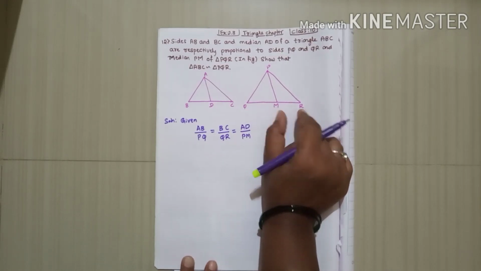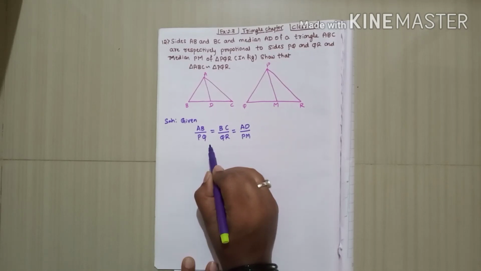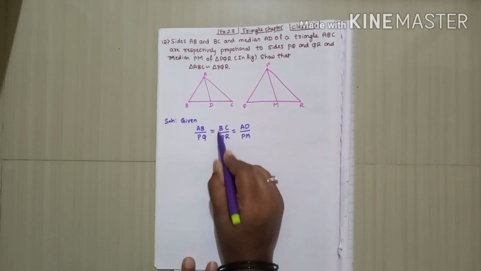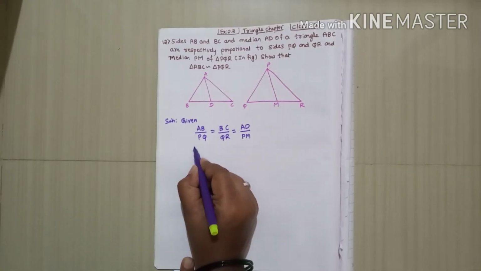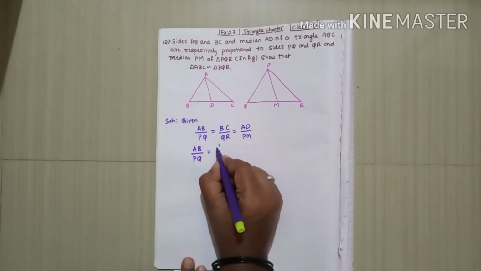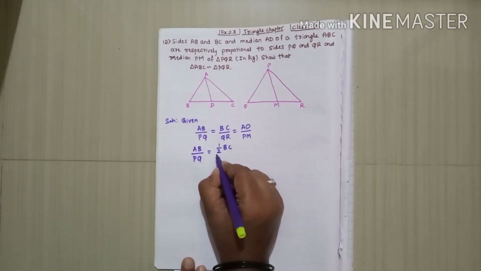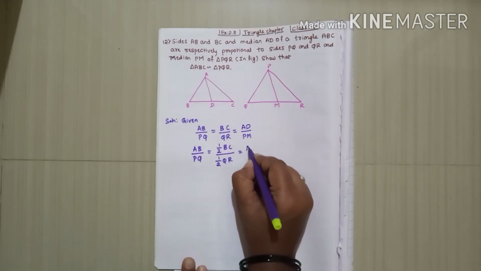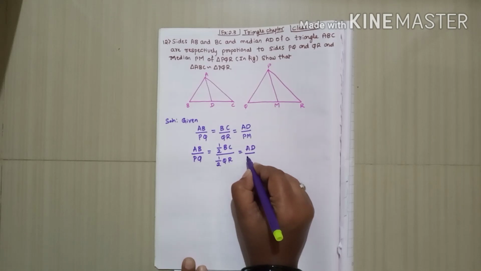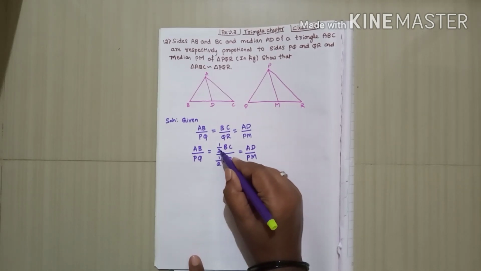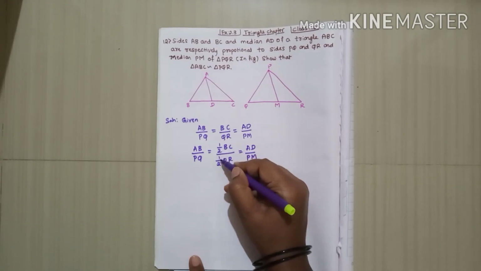So by that, in what they have given here, in place of BC I will multiply and divide QR in this equation. In the next step I'll write AB by PQ is equal to half of BC divided by half of QR, and AD by PM, this one as it is. I am multiplying and dividing by half. If you do the same thing in the numerator and the denominator, it makes no difference. You can do it like this.